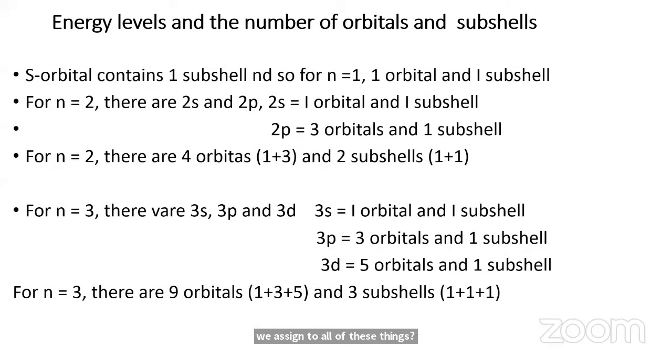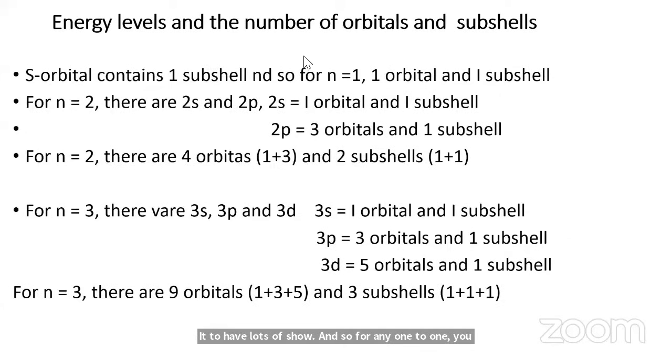Now let's go. We are going to take it a step at a time. Let's start from the s orbital. The s orbital will contain 1 subshell. It will have 1 subshell. And so for n equal to 1, you have 1 orbital and 1 subshell.